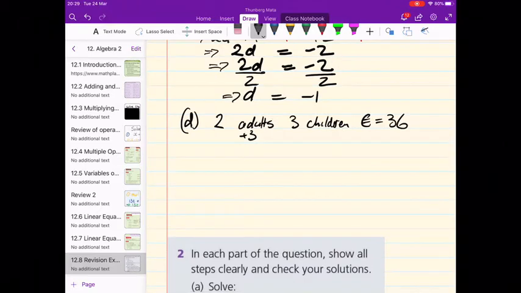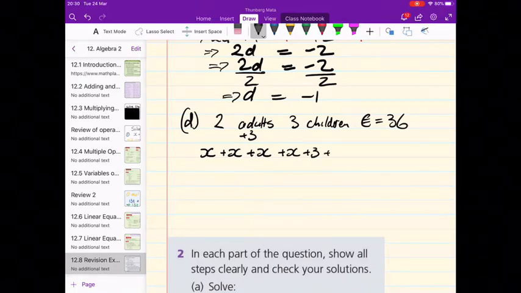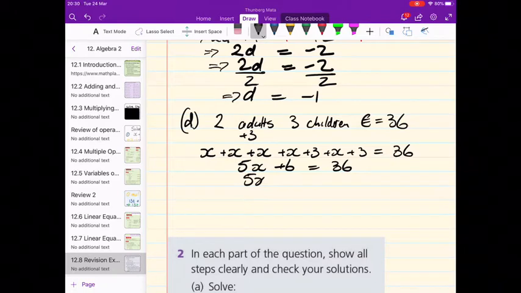Right, let's have a think about this. So we have 2 adults and 3 children. So we'll say if a child's ticket is X euro, and we have a second child which is X euro, and a third child is X euro, then we have one adult who's X euro plus 3, and a second adult who's X euro plus 3. And that'll be equal to our 36 euros total. So that's 5 x's plus 6 is equal to 36.